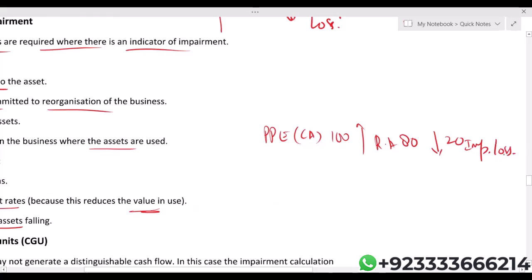Now, please listen carefully. According to IAS 36, when you are going to recognize the impairment loss, before charging the impairment loss to the income statement, first check, is there any revaluation surplus in the carrying amount of the asset? If yes, then first revaluation surplus will be eliminated. And after that, if any impairment loss is left, that will be charged to the P&L. Repeat. If the asset's carrying amount has a revaluation surplus, then first we will have to eliminate the revaluation surplus. The loss which is over and above the revaluation surplus will go to the income statement.